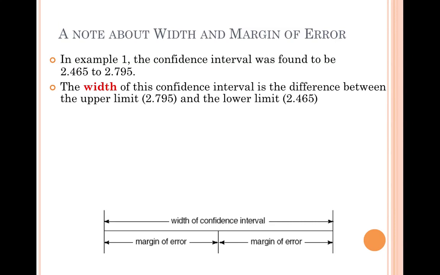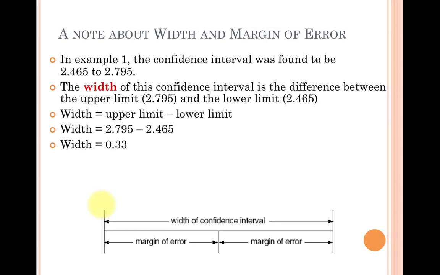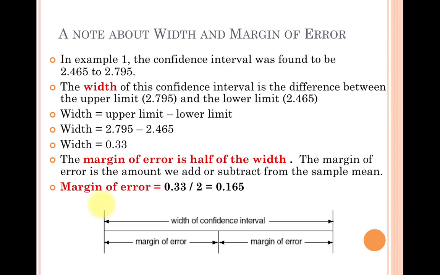So on this image here, we have the lower limit down here, so we can label 2.465. We're going to start in the center with 2.63. We're going to put the lower limit of our confidence interval on the left, 2.465, and we're going to put the upper limit of our confidence interval on the right, 2.795.